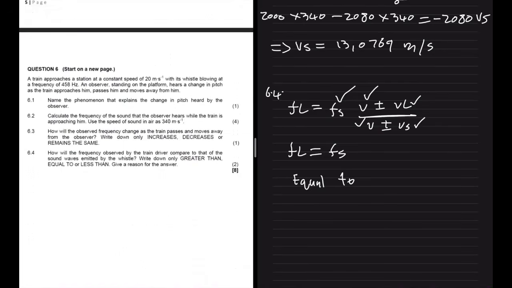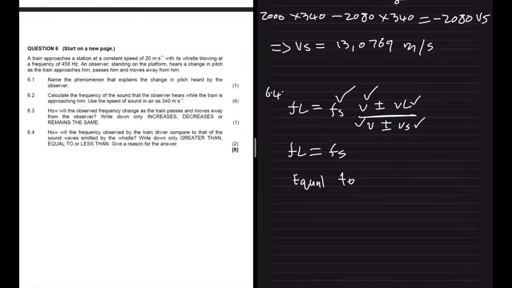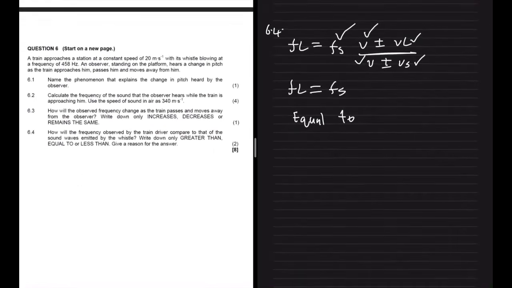Question 6 again. A lot of question 6, it seems. A train approaches a station at a constant speed, with its whistle blowing at a frequency of source 458 Hertz. Standing on the platform, an observer hears a change in pitch as the train approaches him, passes him, and moves away from him.